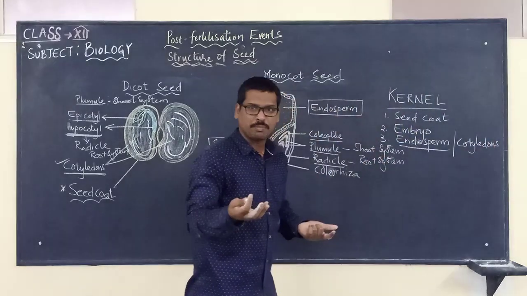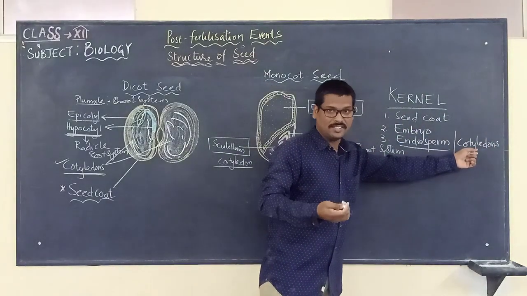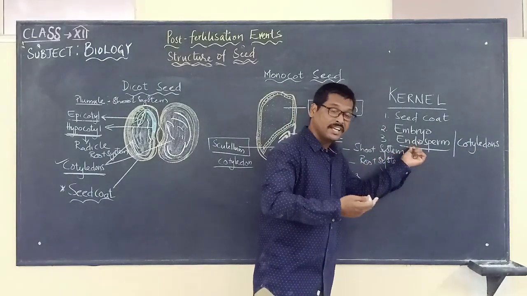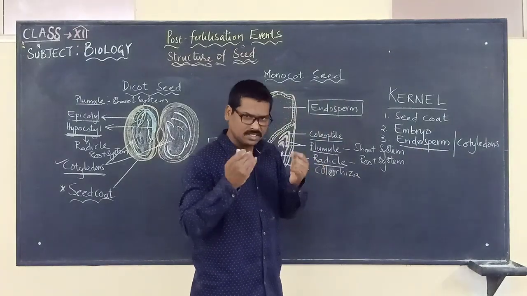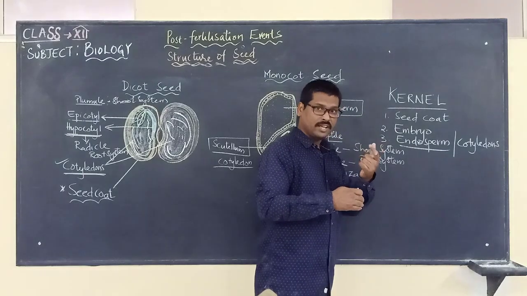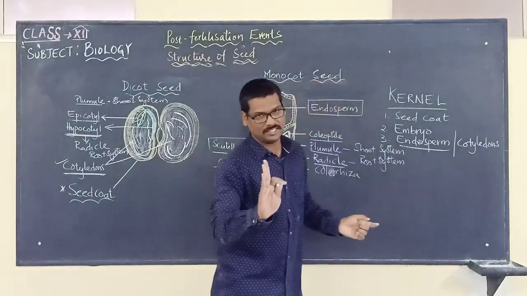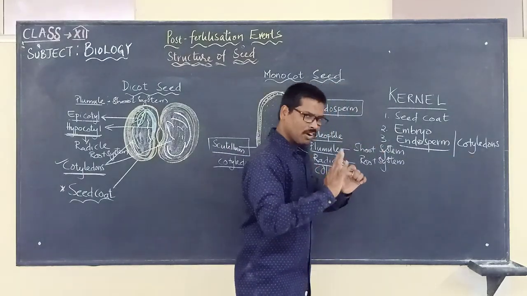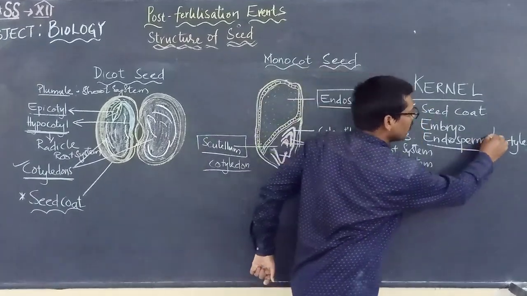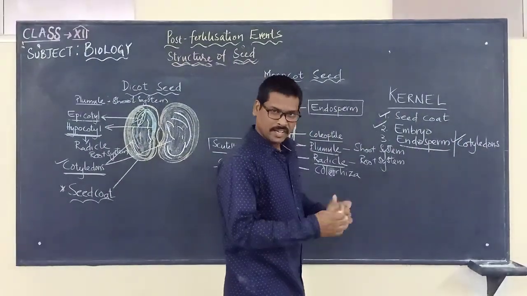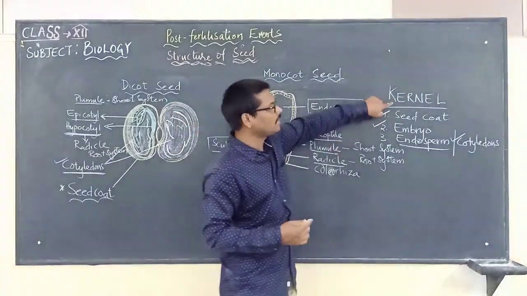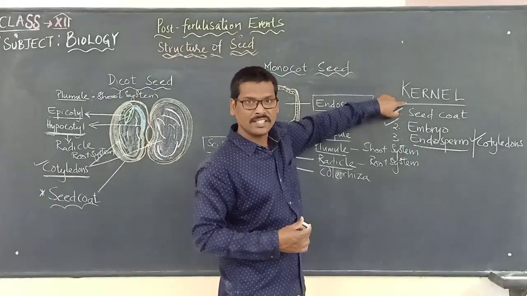In the NCERT textbook, it is given as cotyledons. But if you are seeing some other references, they may give it as endosperm, so you should not get confused. It just says that the endosperm is absorbed as the embryo grows, and it forms cotyledons. According to the NCERT textbook, the seed coat, embryo, and cotyledons are there. All these parts enclosed by the seed coat, we are calling the kernel.